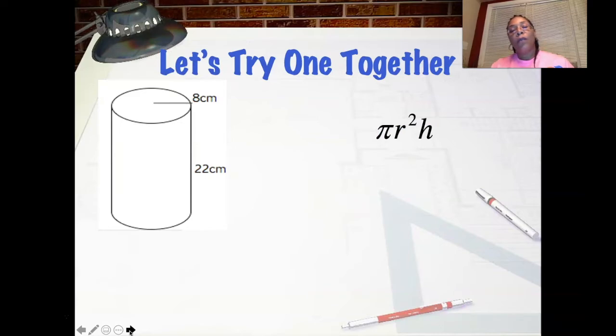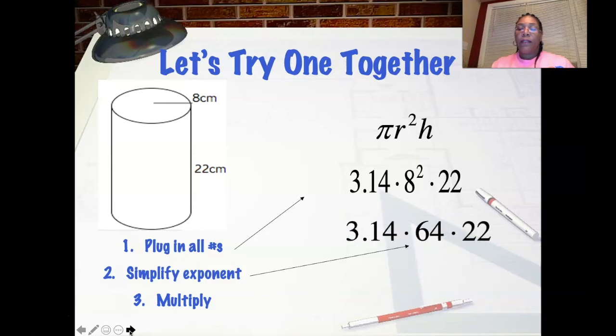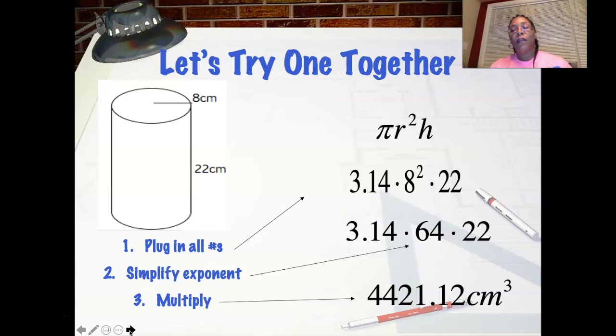This one we know gives us a radius of 8 and a height of 22. So right now, all we have to do is plug those numbers in as is indicated here. And we're going to go ahead and simplify this exponent. Gives us the next section. And then we're going to multiply it straight across. Gives us 4,421.12 centimeters cubed.